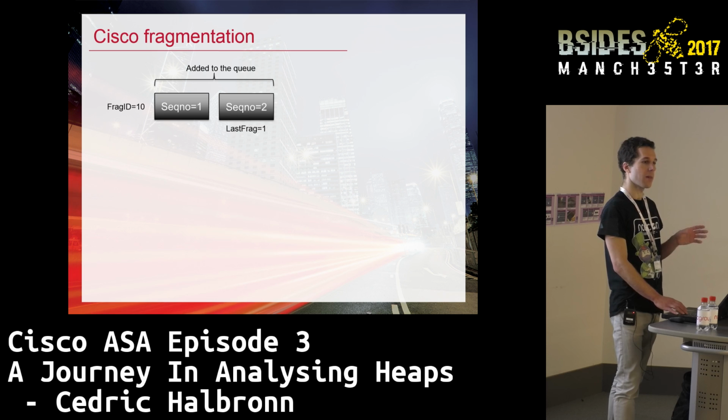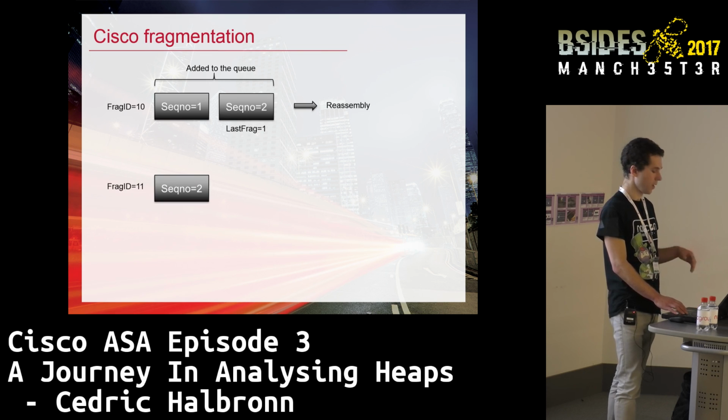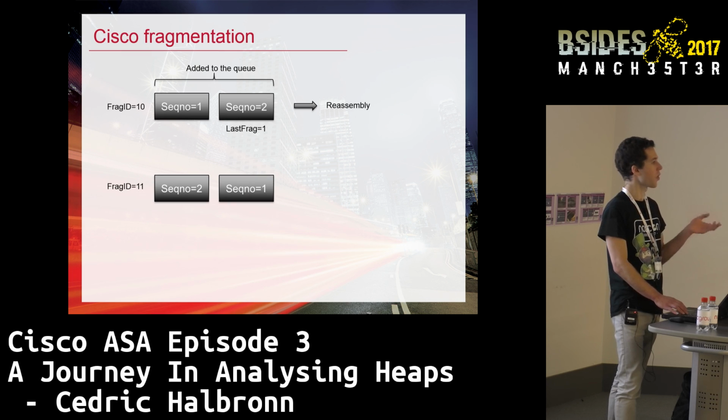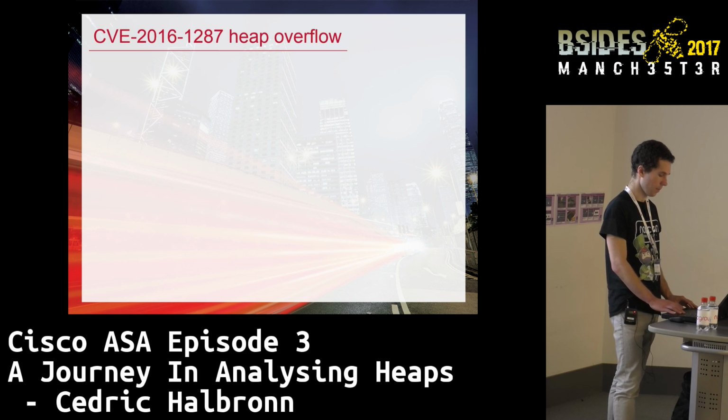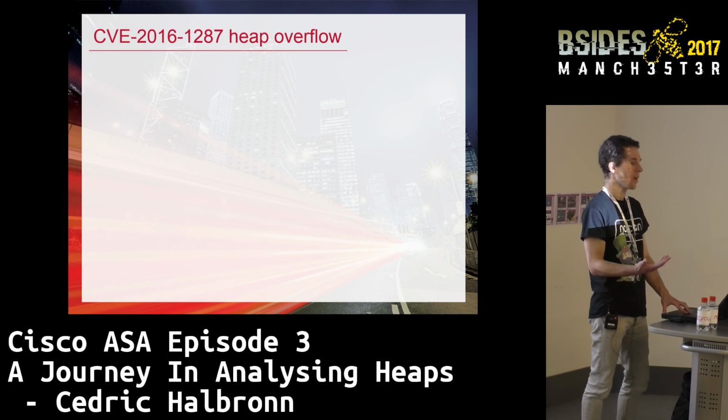Every time a fragment is received, it's added to a queue, and when they are all received, it's reassembled. So you can have another fragment ID, then you can have fragments with different sequence numbers. They can be in different orders, it doesn't really matter. Number 2, then 1, 3, and then at the end, when you get the last fragment, you can reassemble your packets. Okay. So where is the vulnerability?